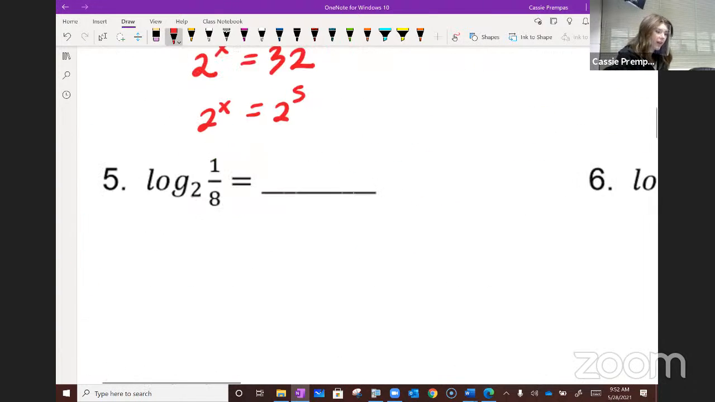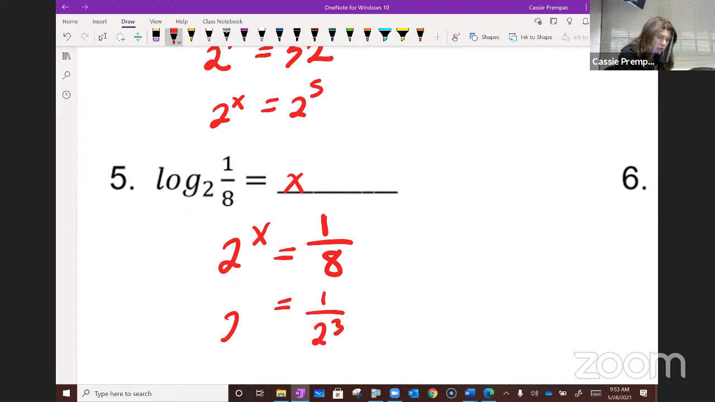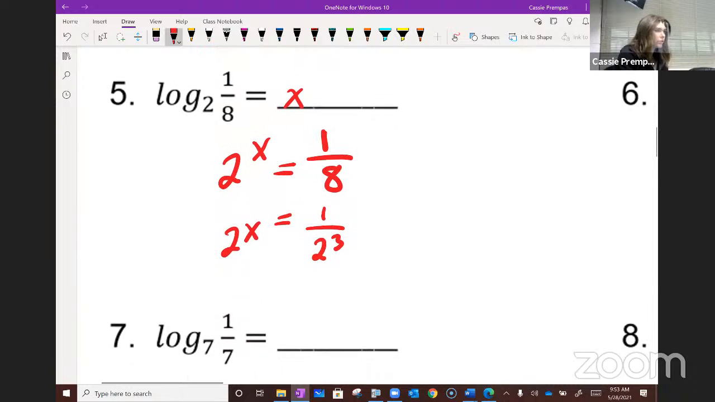On to number 5. Number 5, if I was asking 2 raised to what power equals 1/8? I know you can do this on your calculator, but actually remembering what this is equal to will help us on different places of the final. What if I look at 8? 8 is really 2 cubed. So I can call this 1 over 2 cubed. The rule that I really want you guys to recall is what type of exponent puts a number under 1? A negative. Good. So this could be written as 2 to the negative 3.